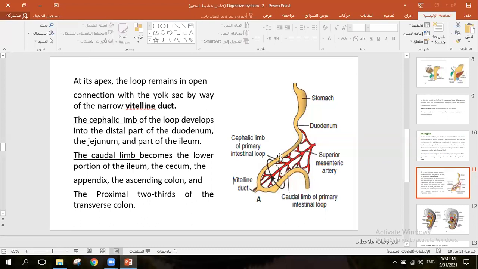With development, there is elongation of the intestinal or gut tube, forming a primary intestinal loop. This loop at the apex is connected with the yolk sac by the vitelline duct. The upper portion is the cephalic limb and the lower portion is the caudal limb. The cephalic portion gives rise to the terminal part of the duodenum, the jejunum, and part of the ileum. The caudal portion gives rise to the lower portion of the ileum, the ascending colon, appendix, the proximal two-thirds of the transverse colon, and the cecum.